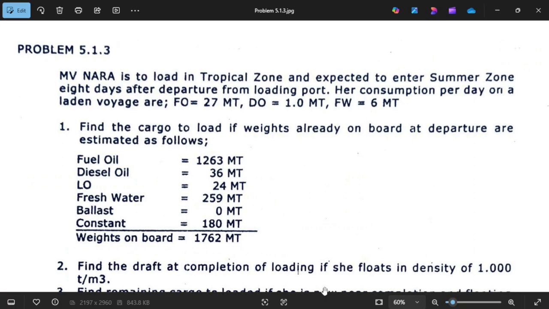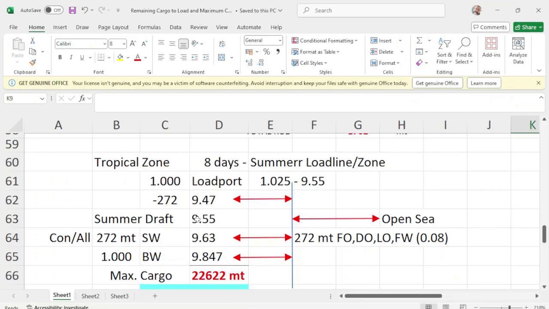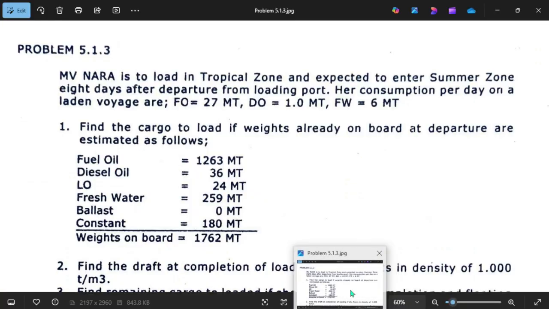By the statement when you say to load in a tropical zone and expected to enter summer zone 8 days after departure from loading port. So again, this is the loading port. He is in a tropical zone. It will take him 8 days to reach this boundary, or to reach this seawater of 1.025. That is what it meant. Okay, so let's go back to the problem.